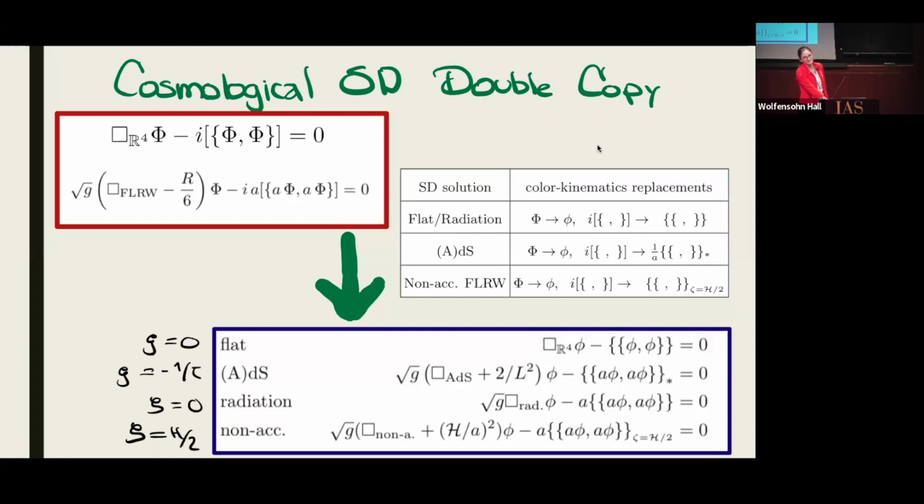Any more questions? Can you comment a bit more as to why double copy seems to be easier in radiation than in de Sitter?